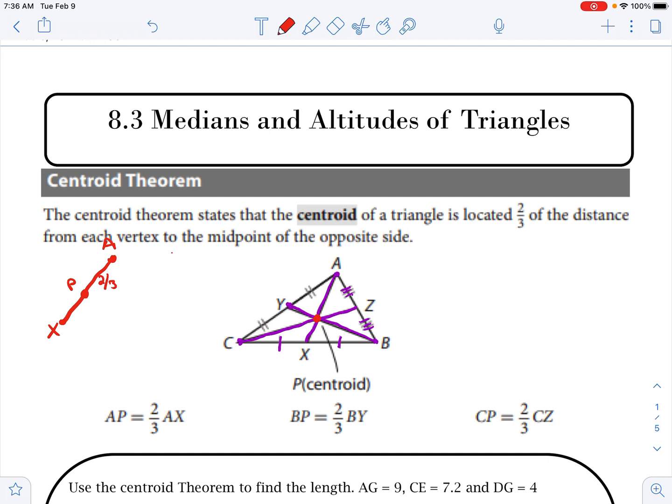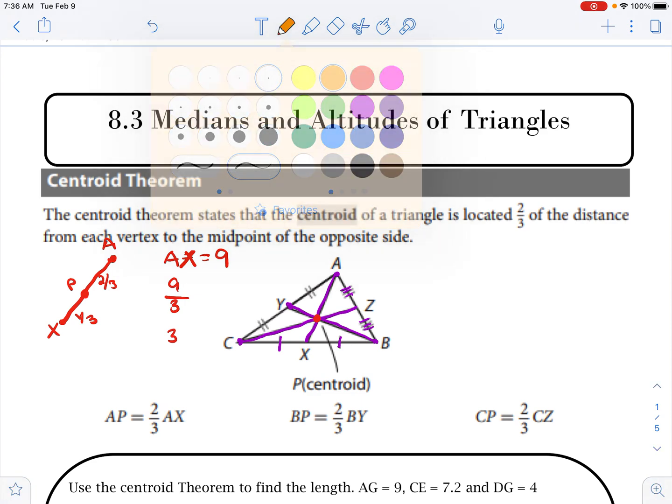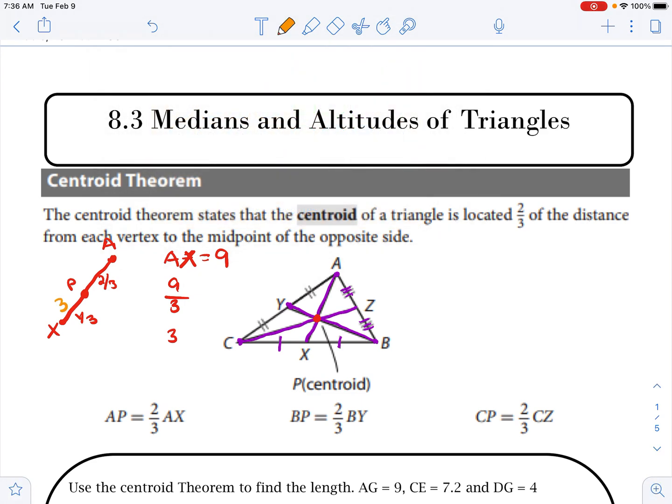So let's say we know that A to X is equal to 9. Then I just take that 9 and I break it up into thirds. If this side's 2/3, this side would be 1/3. So 1/3 of 9 would be 3. So this side would be 3, and this side would be 2/3, or twice that, so it gets 6. So 3 plus 6 is 9. That's where we get it from.